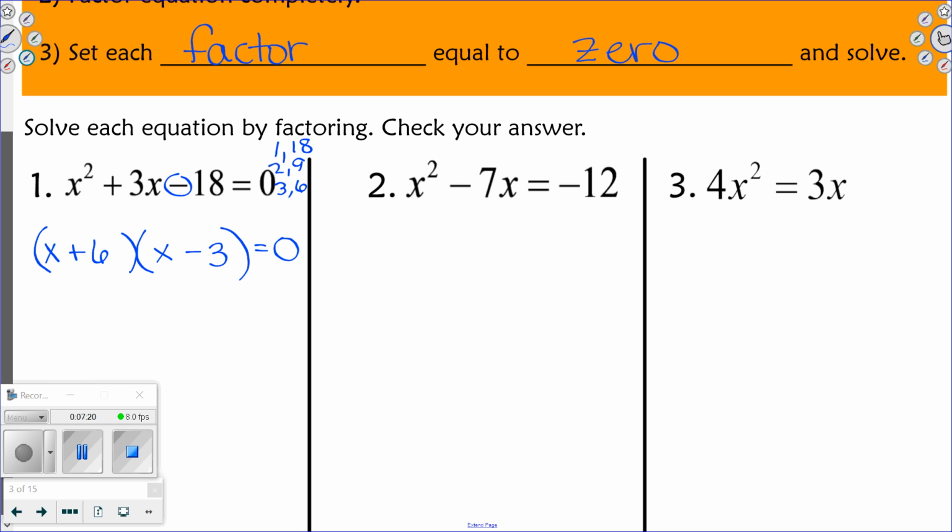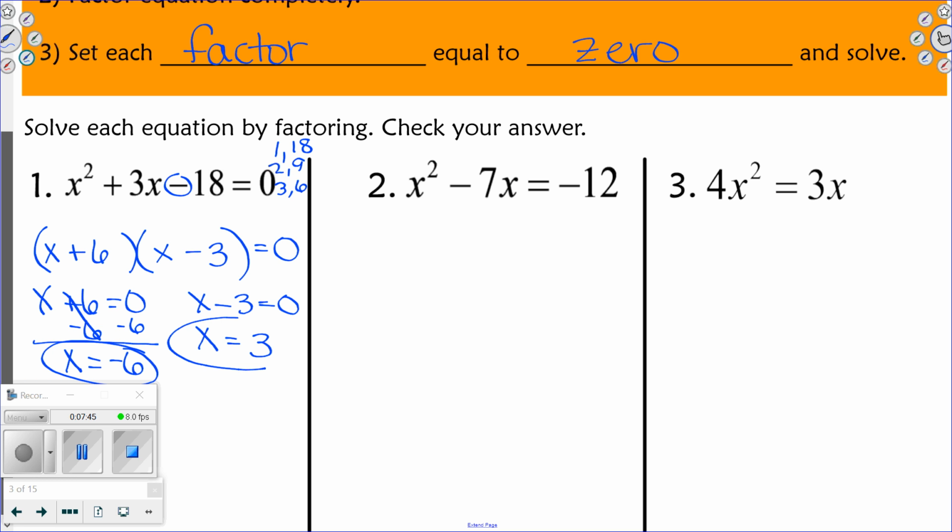All right, once it's factored, directions are to set each factor equal to 0 and solve, right? Because if this times this equals 0, one of these has to be 0. So x plus 6 equals 0, or x minus 3 equals 0. All right, and then when we solve, we get x equals negative 6, or x equals positive 3.